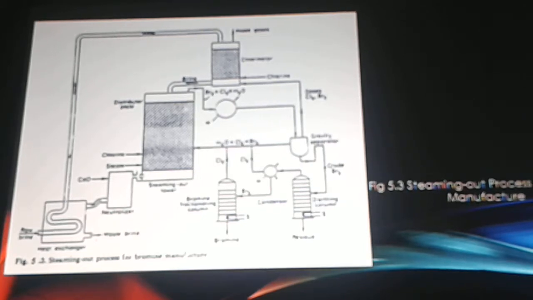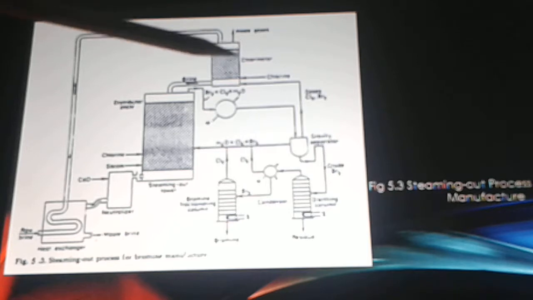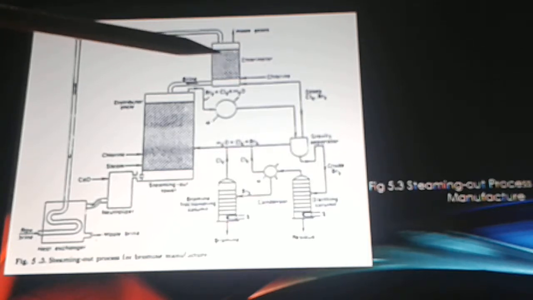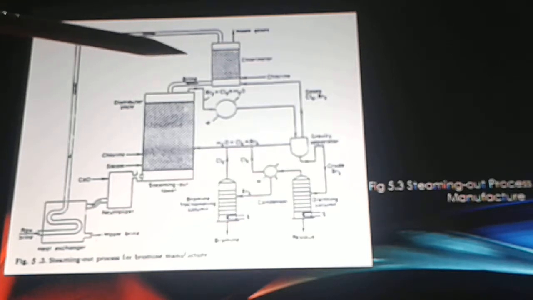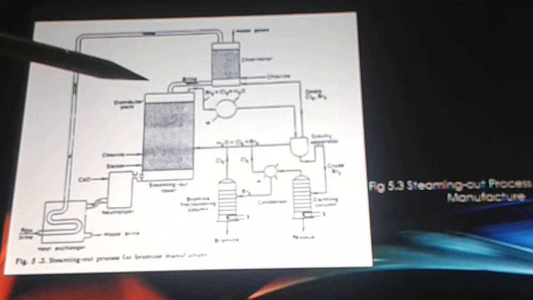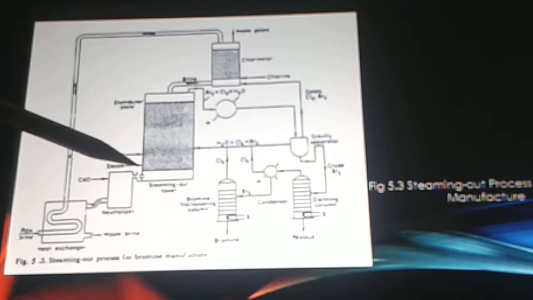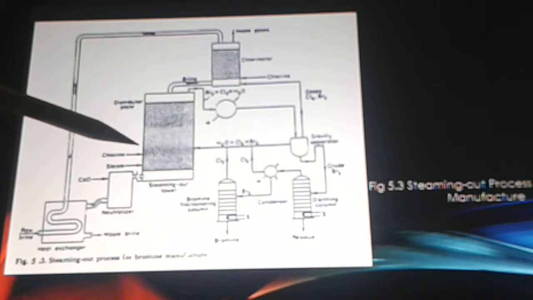So the process involves a raw brine which is preheated at 90 degrees Celsius in a heat exchanger, giving off waste brine. Then it passes through a tunnel and goes down to a chlorinator tower. Then after partial chlorination, the brine flows out into a steaming out tower where steam is injected at the bottom and then the remaining chlorine is introduced.